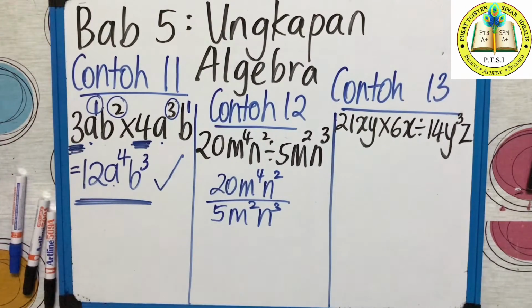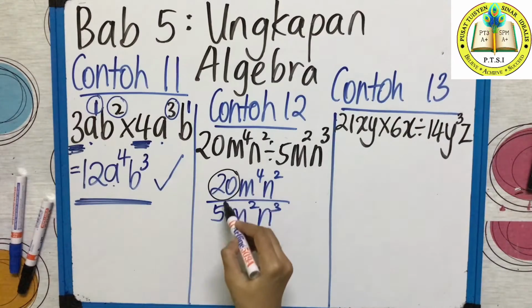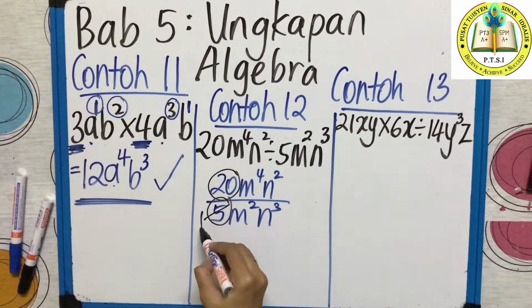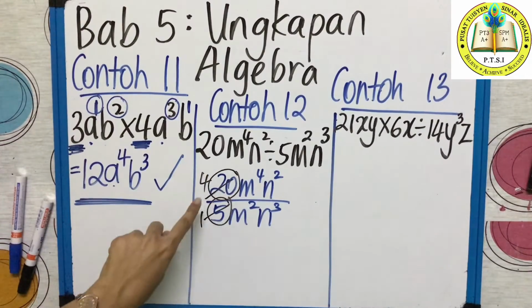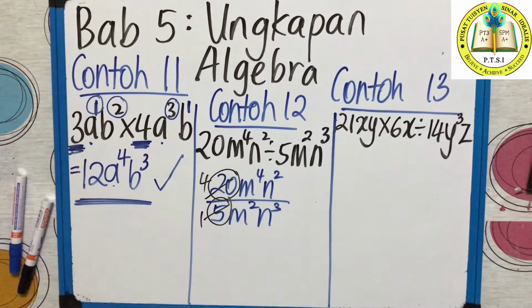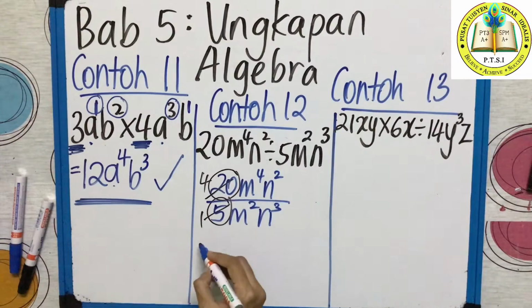Now, what is the first rules teacher told you just now? Solve the number first. 20 bahagi 5. You can cut actually. After cut, 5 bahagi 5, 1. 20 bahagi 5, 4. You can cut also. So, you get the answer 4.